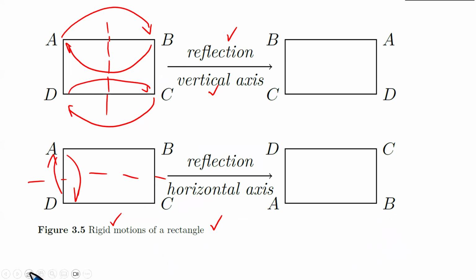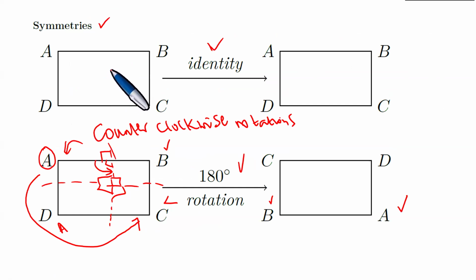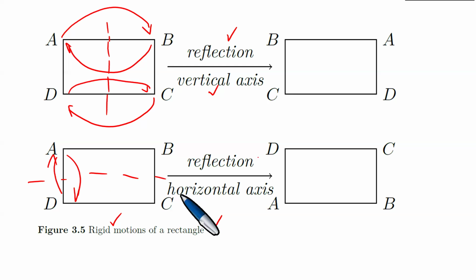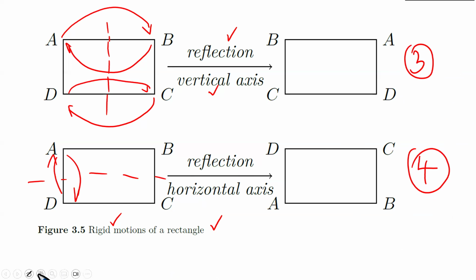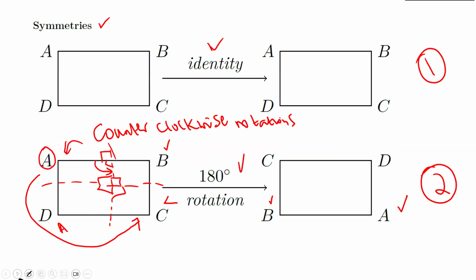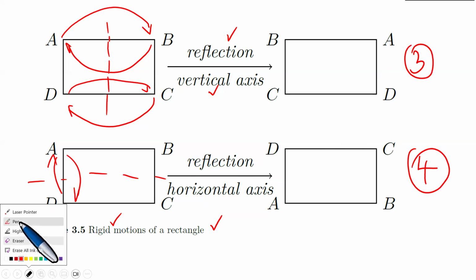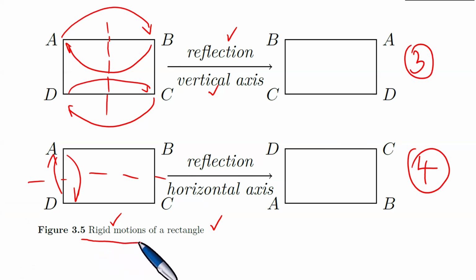So obviously, what is this? I want us to note that we have one, two, three, four symmetries. Right, we're looking at the symmetries of a rectangle, the rigid motions of a rectangle. So there are 4 symmetries. We have seen that there are 4 rigid motions of a rectangle.